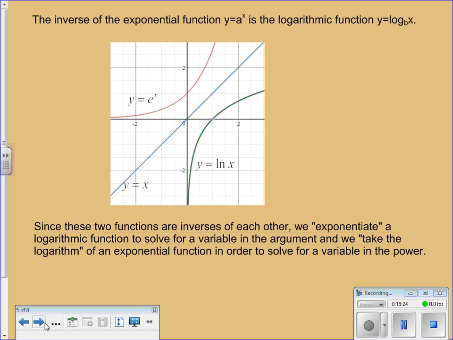So you can see why we have what I have down here. Since these two functions are inverses, we exponentiate a logarithmic function to solve for a variable in the argument, and we take the logarithm of exponential functions in order to solve for a variable in the power. That's why we do that, because they're inverse functions. One of them undoes the other.